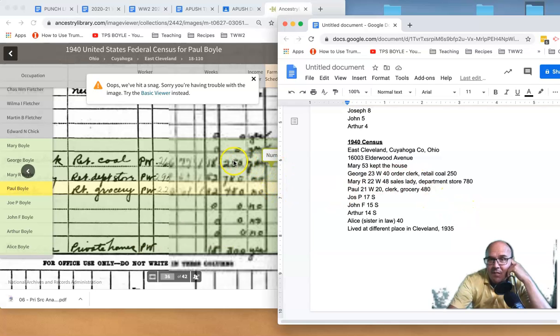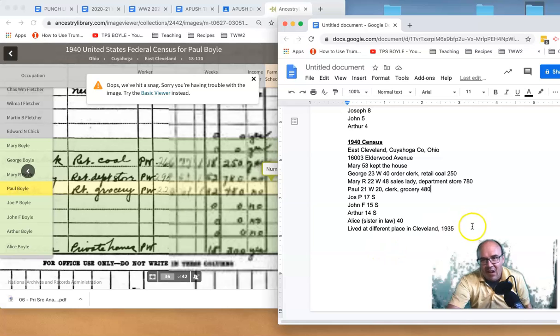What we saw is that George made about $250. Mary made about $780 in the whole year. Paul made about $480 in the whole year. If I add that together, it's going to give me a pretty important part of my story. They made about $1,500 a year was the yearly income in this house.